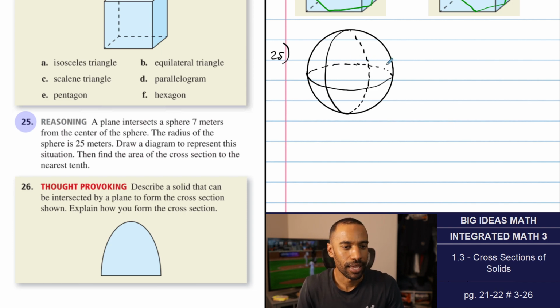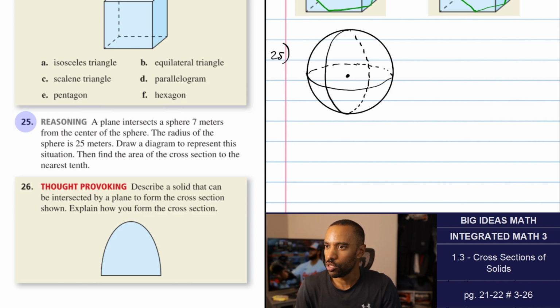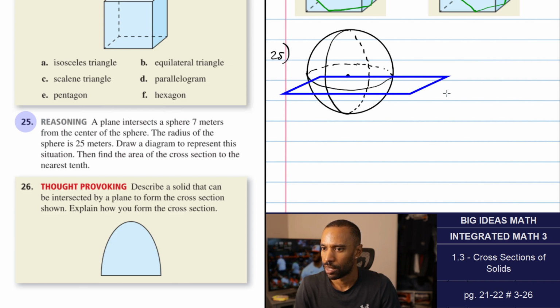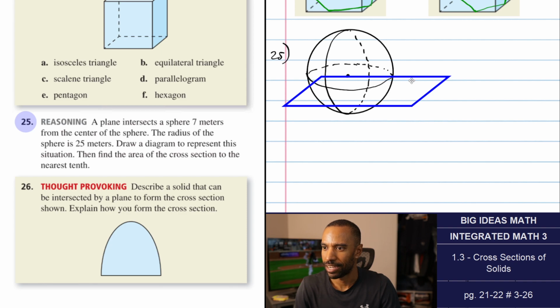Okay. A plane intersects a sphere 7... Oh, I need a center. 7 meters from the center of the sphere. The radius of the sphere is 25 meters. Draw a diagram to represent this situation. All right, well, I started my drawing. Let's do the plane on the bottom like I was doing before. I'll actually just draw a parallelogram thingy. So, like that. It's a little fat.